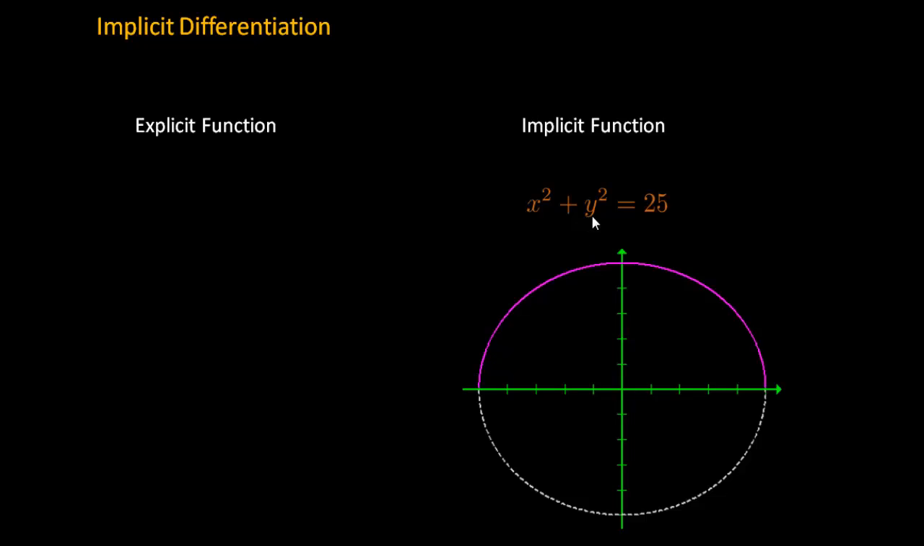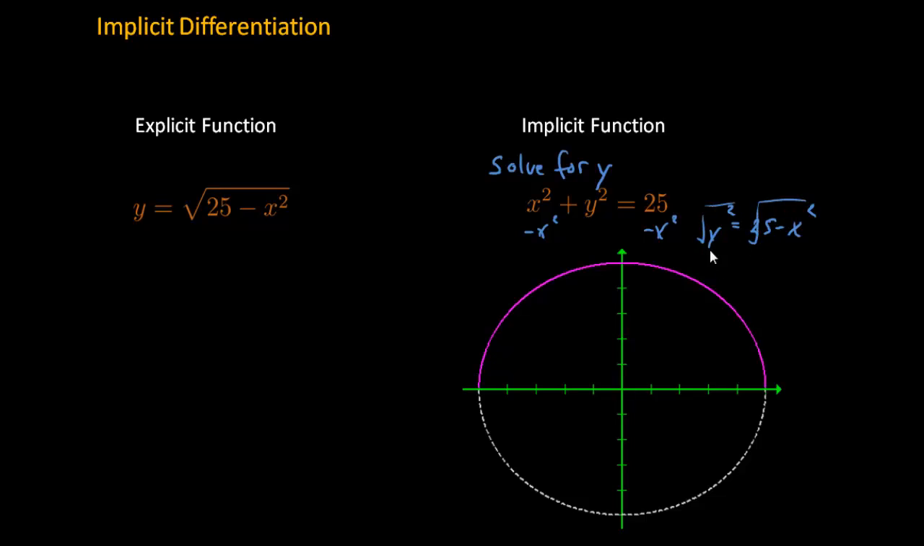Well, to make it explicit, what you would do is solve for y. You're writing the equation explicitly for y, and we get something like this. So you would subtract x squared from both sides. Right? You can solve for this, and you'd get y squared equals 25 minus x squared, and then you'd square root both sides. So you know what I'm talking about.